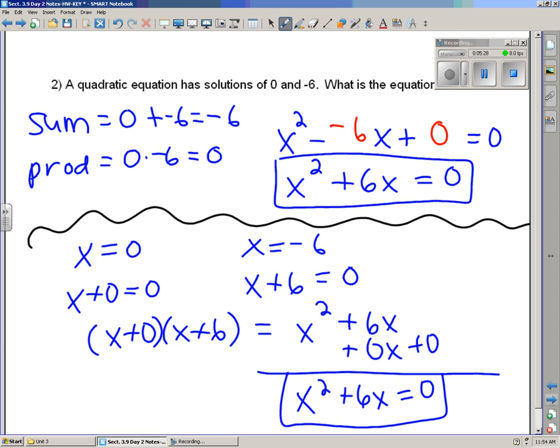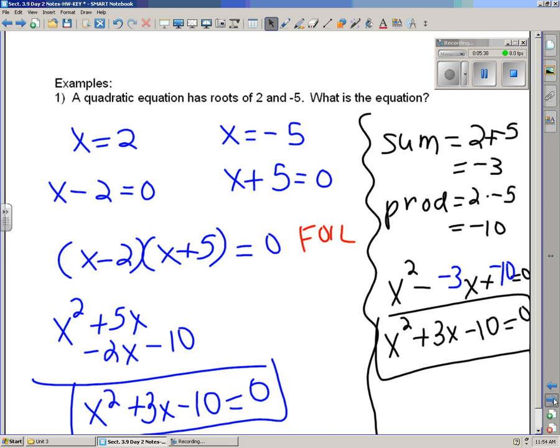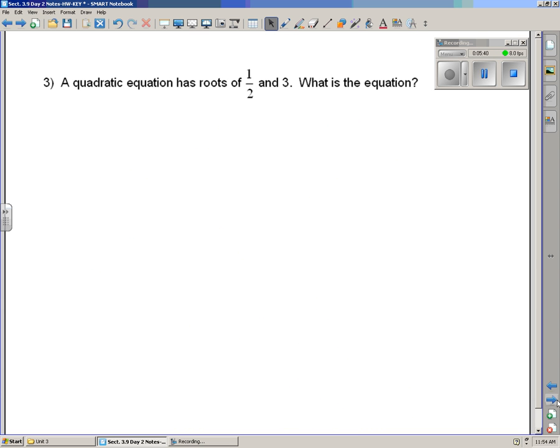Same exact answers. Choose to do the sum and the products or choose to do the roots and multiply together. Doesn't matter. I think there's one more example. So now I've got some fractions here. If we do it, I'll do it the first way first.